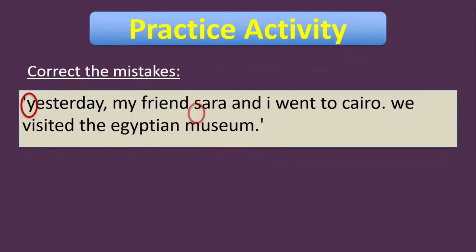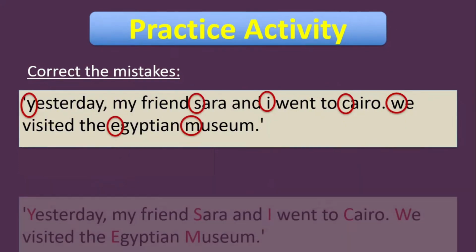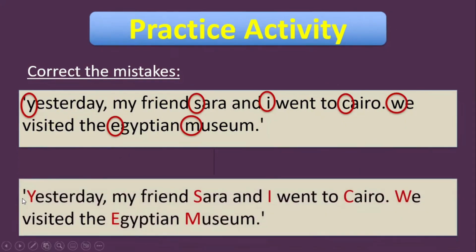This Y is small, Sarah is a name, I, C, and then W, E, and M. Let's look at the corrections and explain why. Of course, the Y needs to be a capital letter because it is the beginning of the sentence.